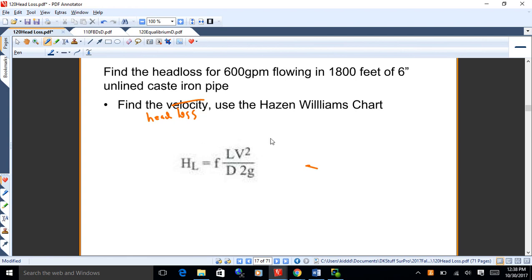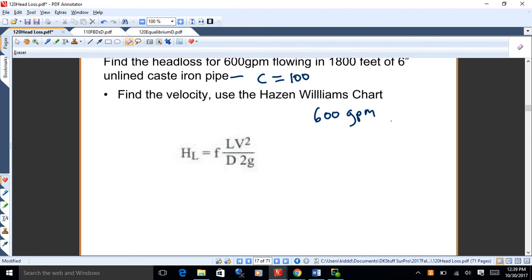So 600 gallons per minute. 4.65. Now, unlined cast iron, what's the C value for unlined cast iron? When it's brand new, it's 100. That's what they based it on. But that's when it's new, which, yeah, we'll just see how that plays out. So we'll just go with that.